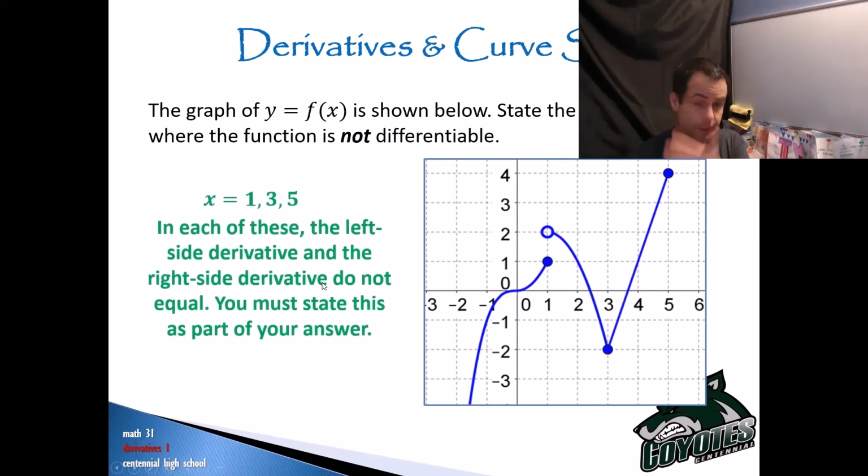Now, in each of these, the left side derivative and the right side derivative are not equal. Okay, so you must state this as part of your answer. You must say the derivative on the left of 1 versus the derivative on the right of 1 is not the same. Okay.